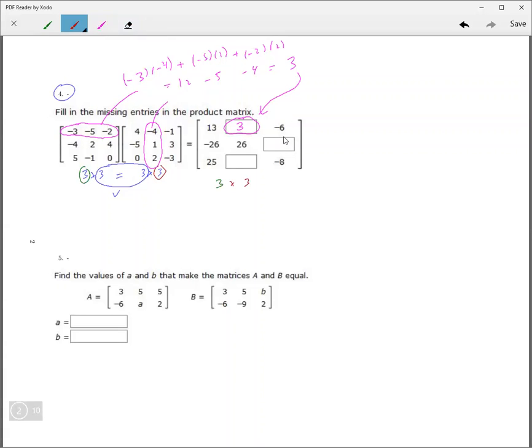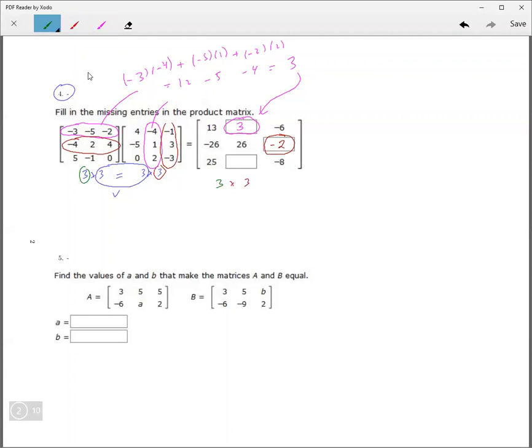And let's do this one right here. So again, this is the second row. So you identify the second row here. This is the third column. So you identify the third column and multiply things together. So -4 times -1, that's 4. 2 times 3 is 6. 4 and 6 is 10. 4 times -3 is -12. So that's going to be -12 plus 10 is -2. That's going to be a -2.